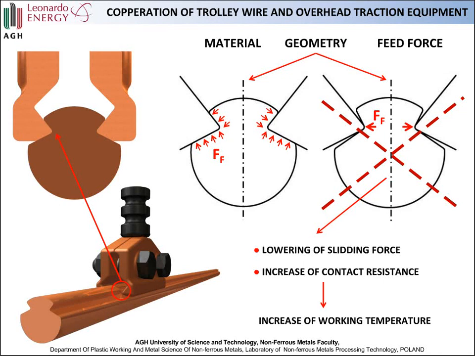When good contact between the trolley wire and holder occurs, the feed force is distributed evenly at the entire surface of the contact wire rows. In the other case, shown on the right, where contact is more of a point contact than a contact at the entire surface, the feed force is applied locally, which lowers the sliding force and increases contact resistance. This also results in an increase of the working temperature of the wire and may finally cause damage of both elements as a result of partial melting.